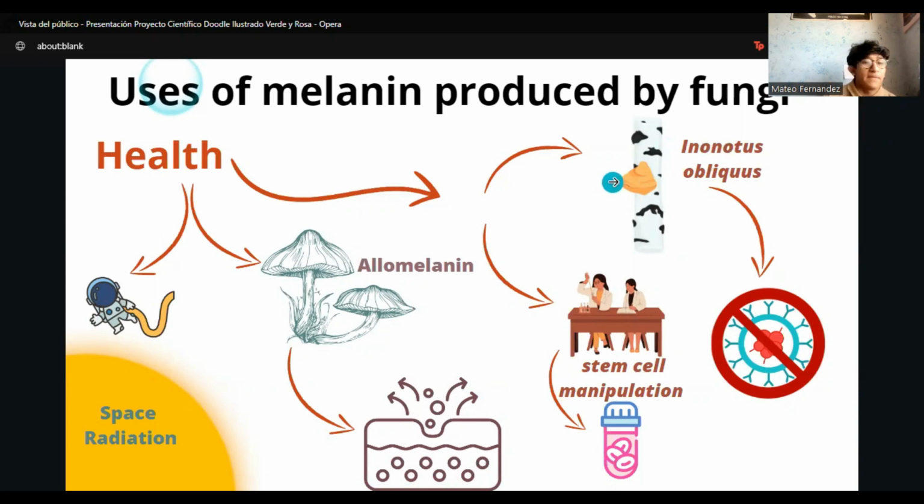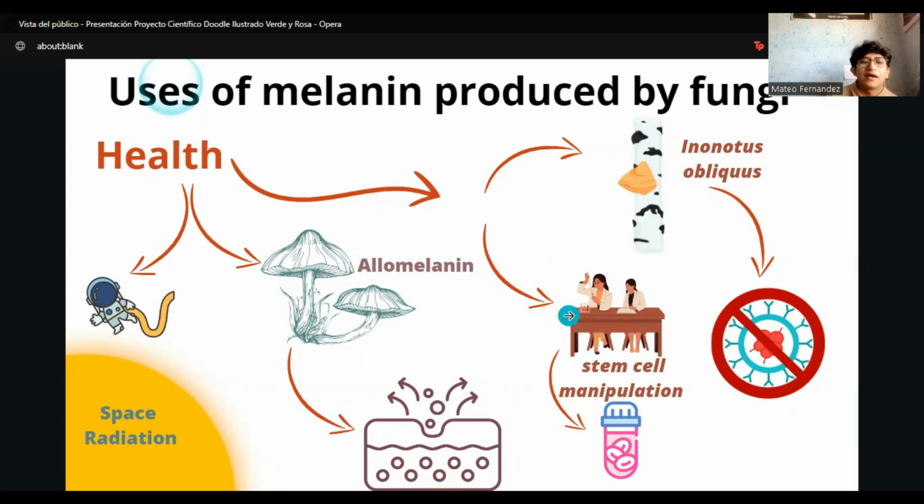The melanin of the medicinal mushroom Inonotus obliquus has shown in vitro effects against tumor growth and diabetes mellitus. In one investigation, melanoma cells exposed to an aqueous extract of Inonotus obliquus for 48 hours showed a dose-dependent decrease in viability.